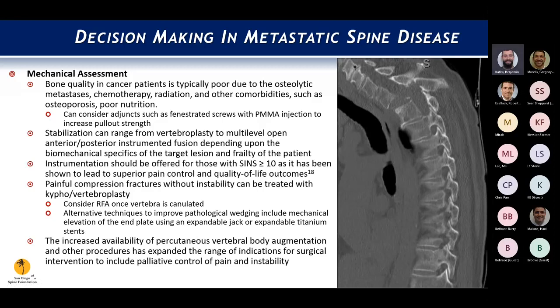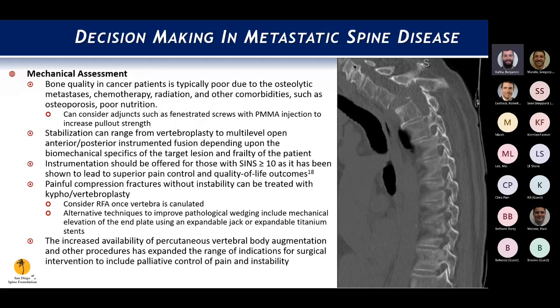Within the NOMS framework, stabilization can range from vertebroplasties to multi-level open anterior posterior instrumented fusions, depending on the degree of deformity and the frailty of the patient. But in general, instrumentation or fixation should be offered to any patient with a SIN score over 10, because it's been shown that it leads to superior pain control and quality of life outcomes.